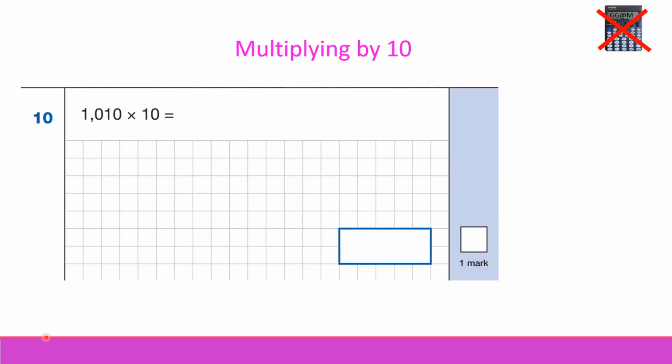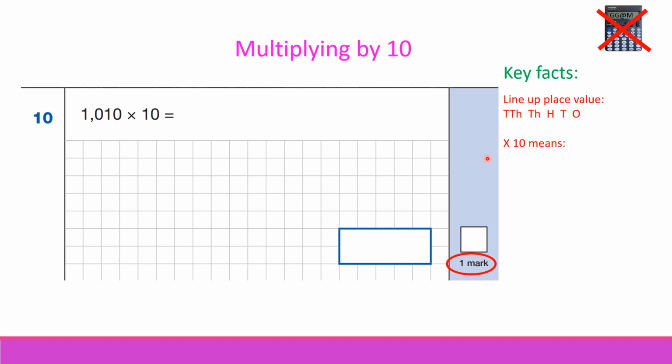This is a question on multiplying by 10. The question says we've got 1010 times by 10 and we've got to work out the answer and put it in the box for the 1 mark that the question gives us. Our key facts. We need to line up the place value. So in this case, we need a tens of thousands column, a thousands column, a hundreds column, a tens and a ones column. So make sure you put your digits in the right place.